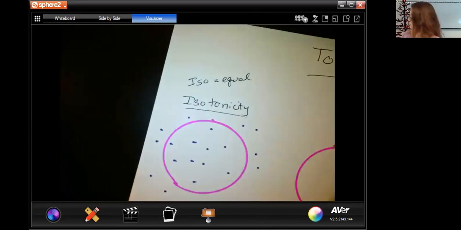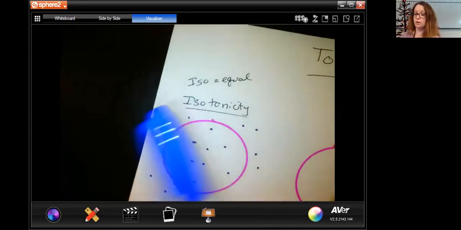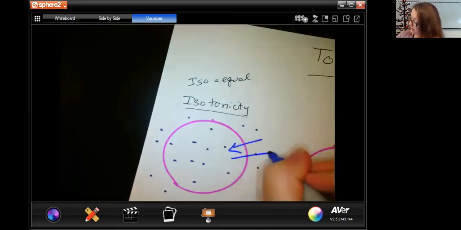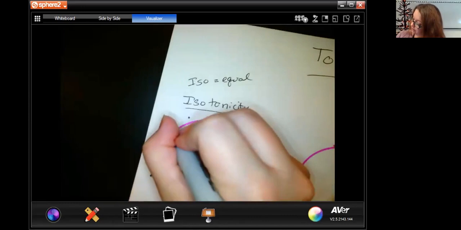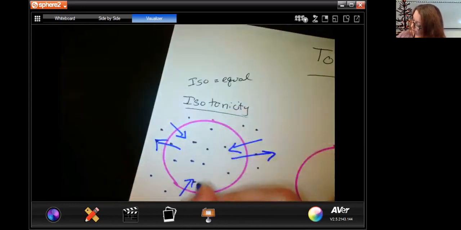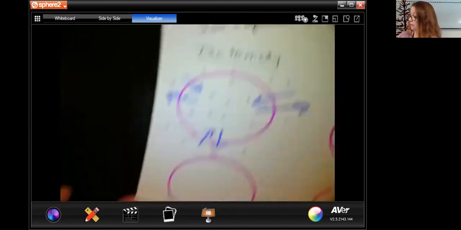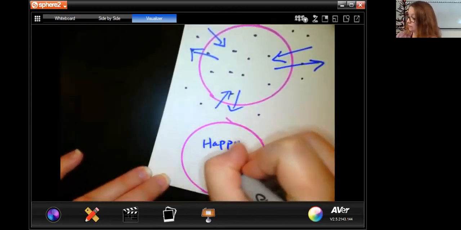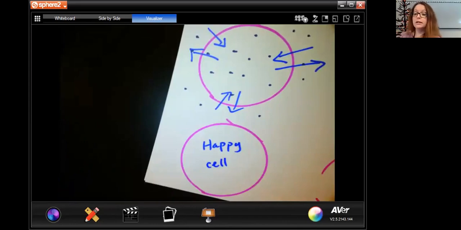What this means is that this color is representing water, and water is entering and exiting the cell at equal rates. That is good for the cell, and so the cell just stays a happy cell. This is animal cells specifically, but the cell doesn't change. It just functions normally like it would in an isotonic environment.